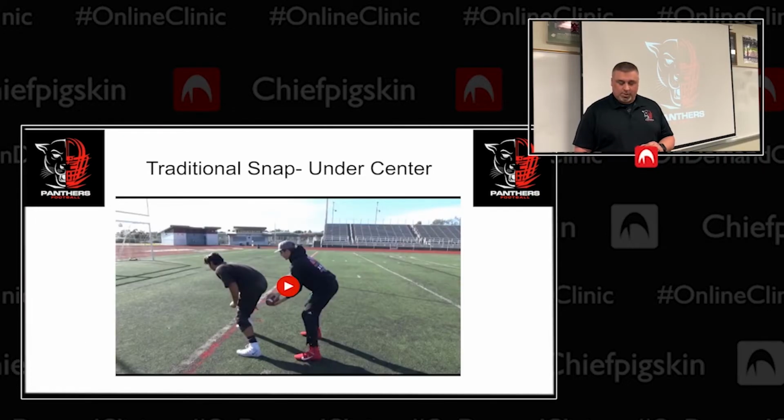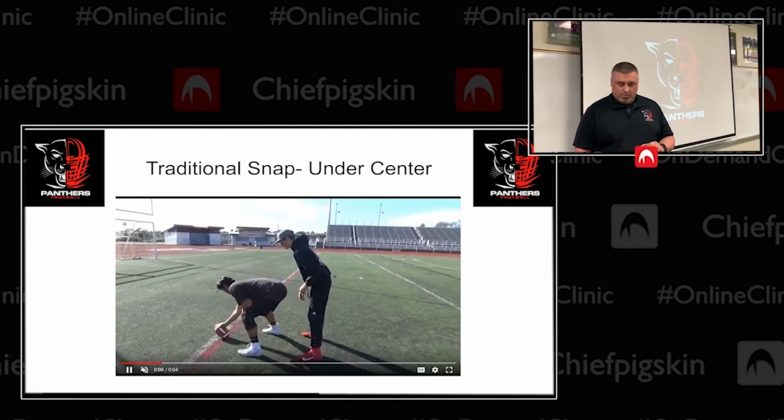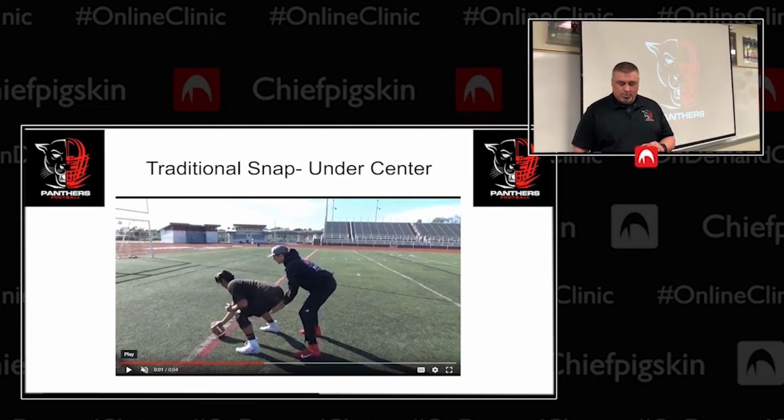So we're going to look at some video. So we start here looking at this video right here. We look at the quarterback's underneath. The center, if you look at where he's sitting right now, he's got the ball slightly turned. This is something that we've matched up with our quarterback in his hands.